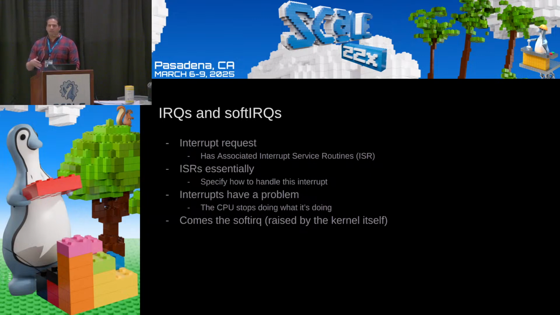They're sometimes named the upper and lower halves of the ISRs, which basically divide what's lightweight and can be done by locking the CPU, and what can be scheduled for processing later on. So soft IRQs basically do the heavy lifting.